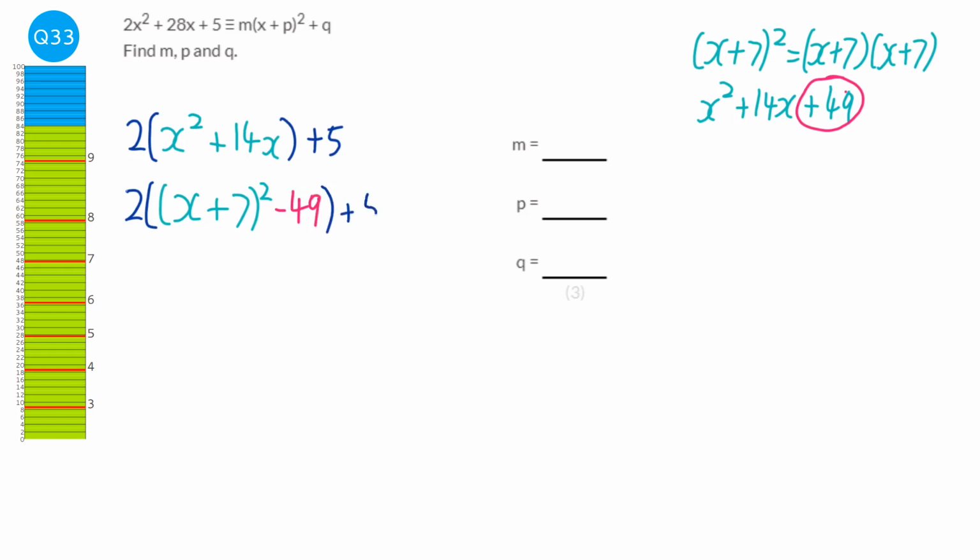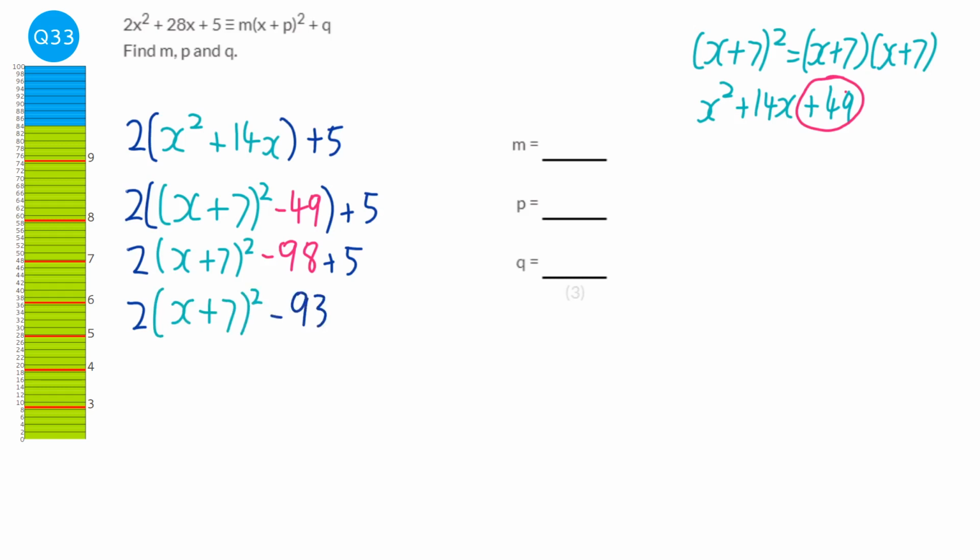Close bracket, plus 5. Okay, now I'm going to expand these brackets and have the 2 next to the x plus 7 squared. And 2 times minus 49, which will be minus 98, plus 5. And then all we need to do now is add the minus 98 and the plus 5 together, which should be minus 93. The m part will be the 2, the p part will be the 7, and the q part will be the minus 93.